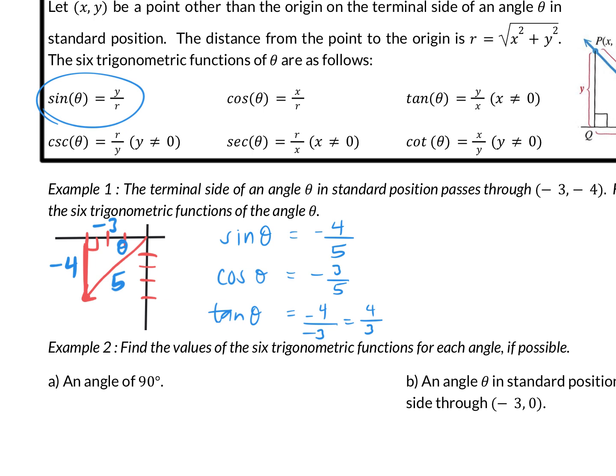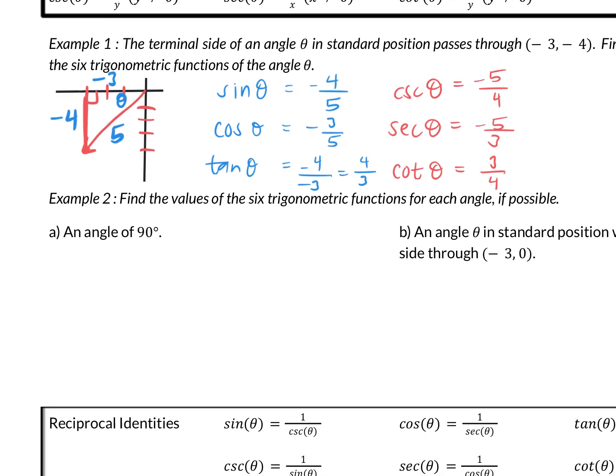And then if I want all of the reciprocal functions, okay, I'm just going to take and flip these fractions over. So my cosecant of theta is going to be the reciprocal of -4/5, so that'll be -5/4. The reciprocal of cosine is secant, so that would be -5/3. And the reciprocal of tangent is cotangent, so that would be 3/4. Any questions on that?